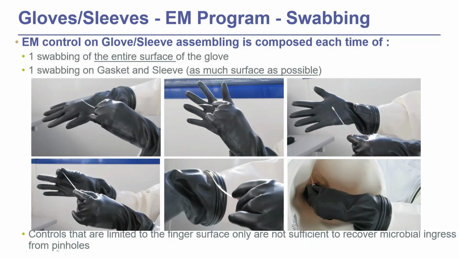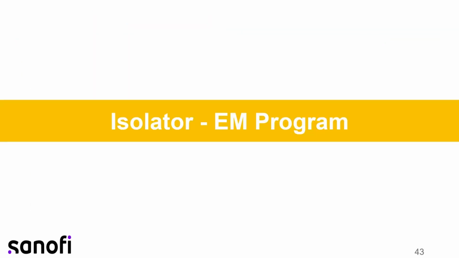Here you have an example of environmental monitoring control of gloves and sleeves, assembling, composed of each time of 1 swabbing of the entire surface of the gloves, 1 swabbing on gasket and sleeves, the maximum surface as possible. For information, controls that are limited to the finger surface only are not sufficient to recover microbial ingress from pinholes. Now we define the environmental monitoring program inside an isolator.